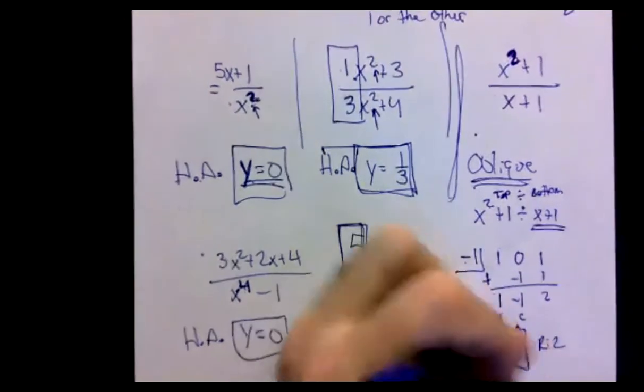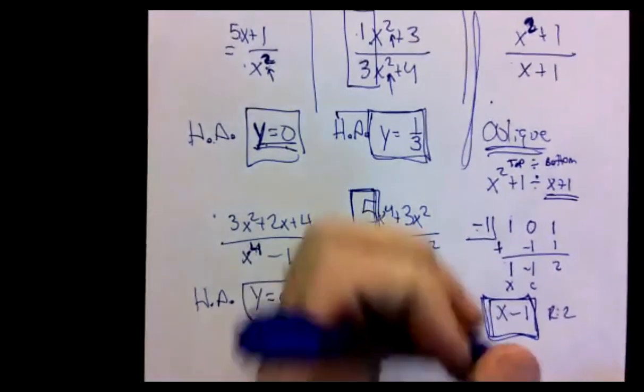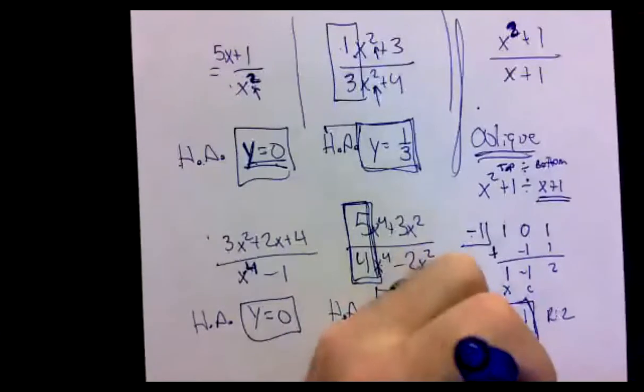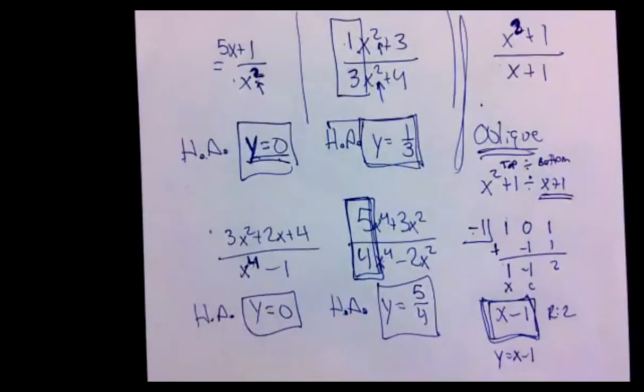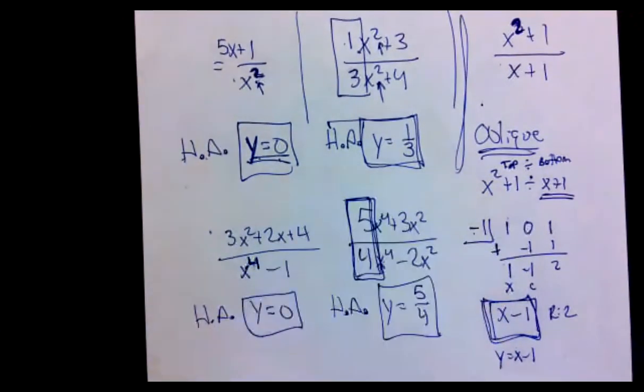This x minus 1 is where my oblique asymptote would be. So that equation, y equals x minus 1, will give me a diagonal asymptote. Because I was missing an x term, there was no x term here, so I needed 0 as a placeholder.